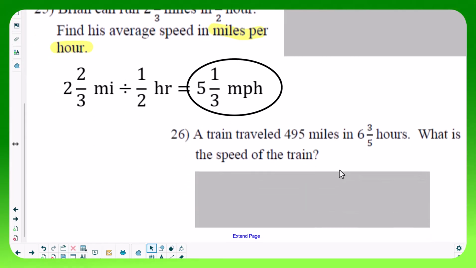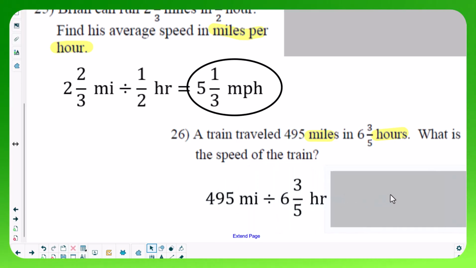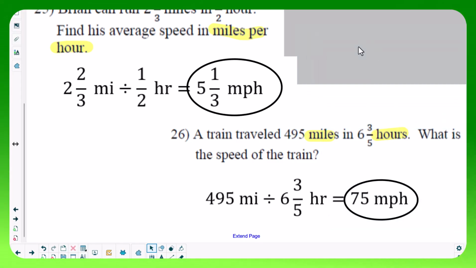Taking a look at number 26, a train traveled 495 miles in 6 3/5 hours. What is the speed of the train? It doesn't say something per something, but we can imagine that's going to be miles per hour. We want to take the number of miles divided by the number of hours. That will be 495 miles divided by 6 3/5 hours, and we end up getting 75 miles per hour for the speed.